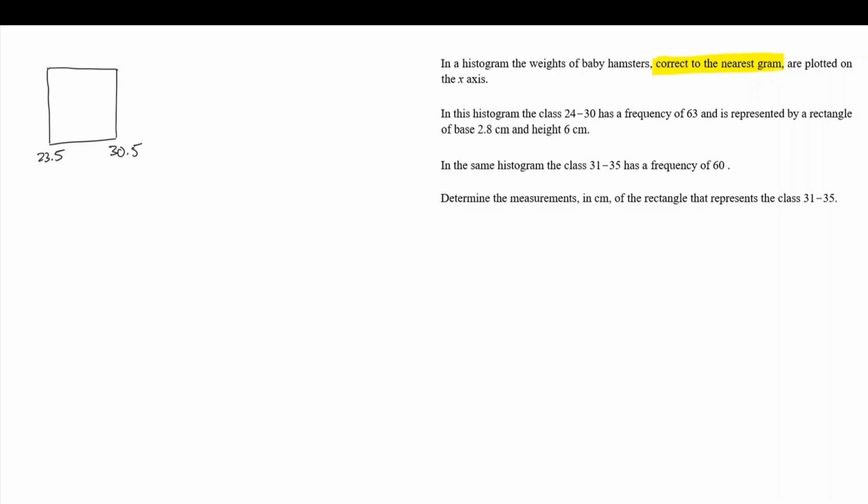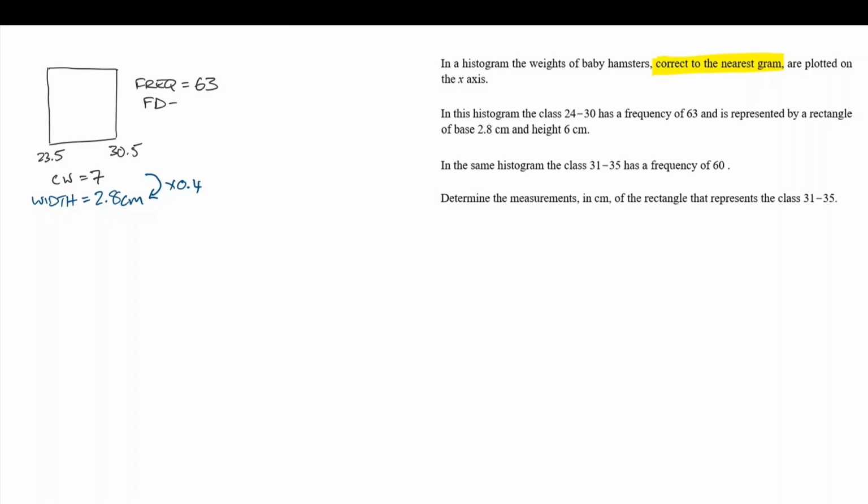Okay, so that means the class width, this is why it's important to use the boundaries, the class width is the difference between these, it's 7. But the drawn width, it was drawn 2.8 centimeters wide. That means there's a scale factor of 0.4 from the class width to the drawn width.